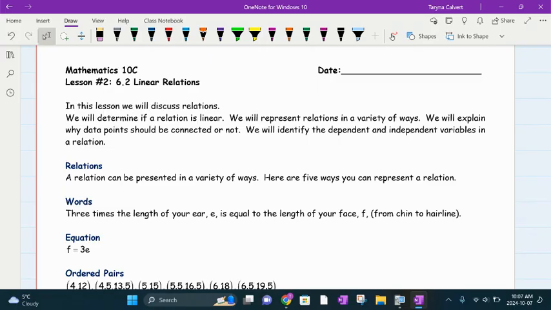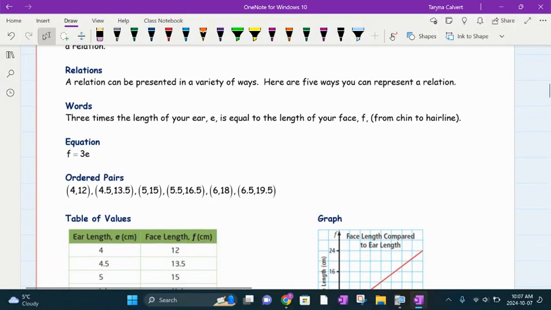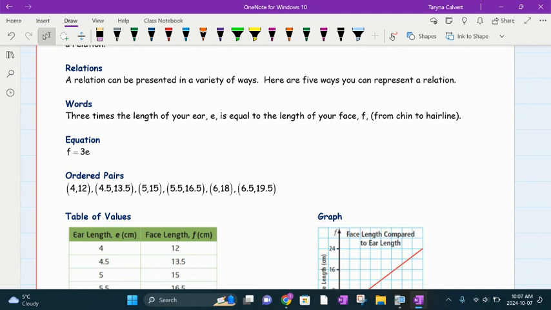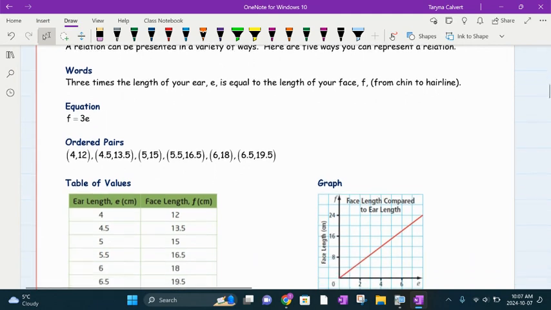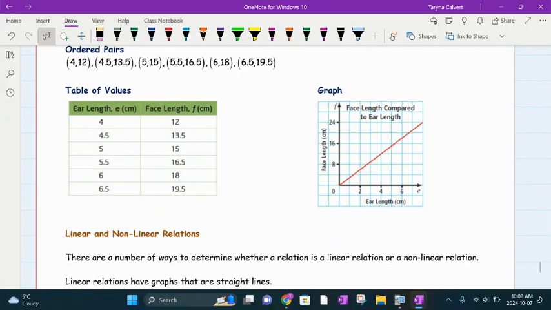So last class, as I was saying, you really focused on words. Do you guys agree? And graphs. So that's two ways that you can show a relation, right? So when you're relating two different things, other ways that you can show a relationship between two quantities are... again, we did words, okay? And you also did graphs.